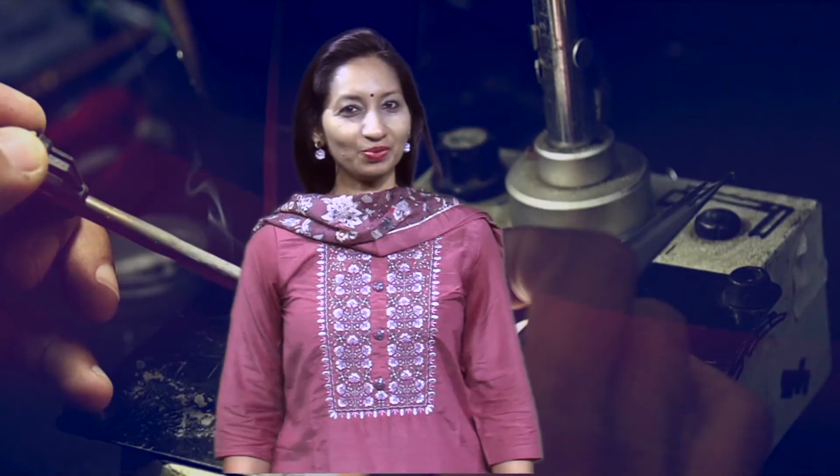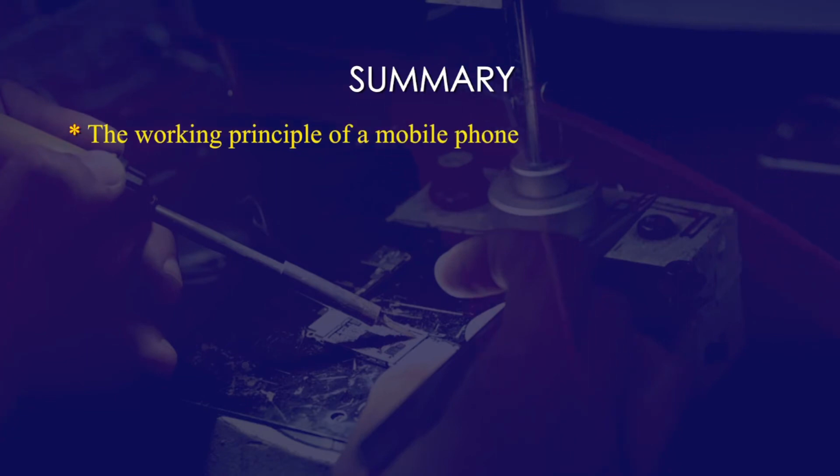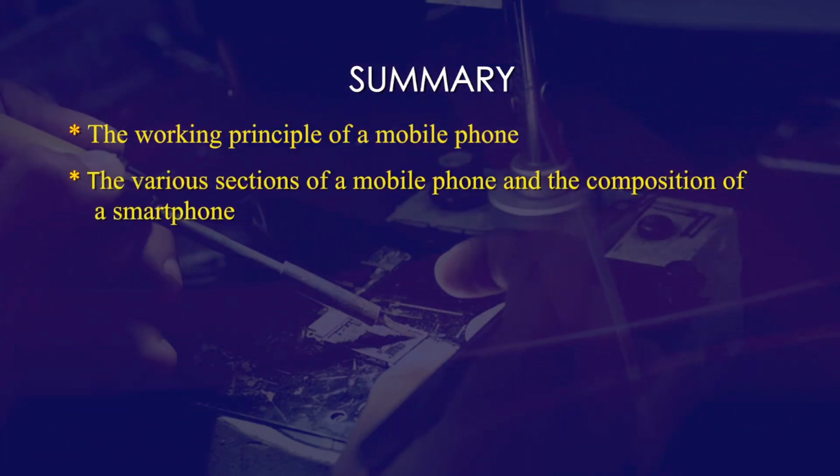In the demonstration, we have seen how to repair the damaged part of a mobile phone. So we have now come to the end of this module. In this module, we have learned the basic skills required for repairing a mobile device. First, this module has highlighted the working principle of a mobile phone. Then we have discussed the various sections of a mobile phone and the composition of a smartphone.